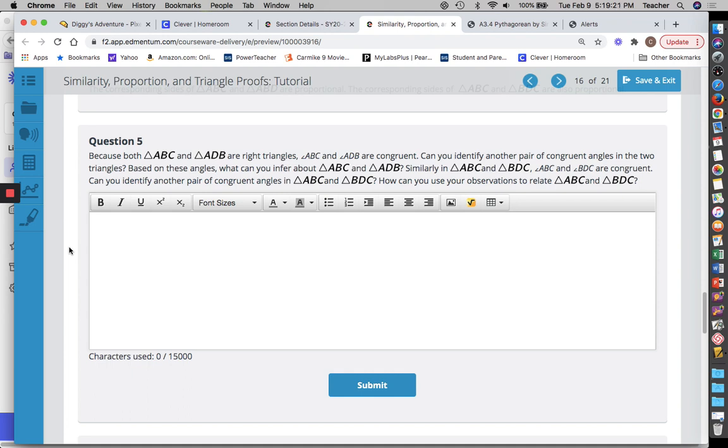Oh my gosh, they're inferring the same thing over and over and over again. Y'all are killing me. All right, fine. So similar triangles have congruent angles. Let me say that again. Similar triangles have congruent angles.